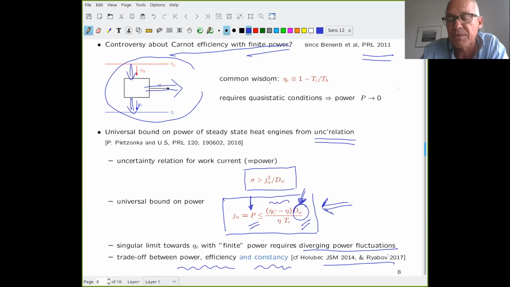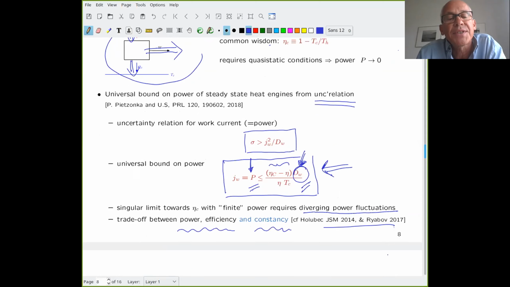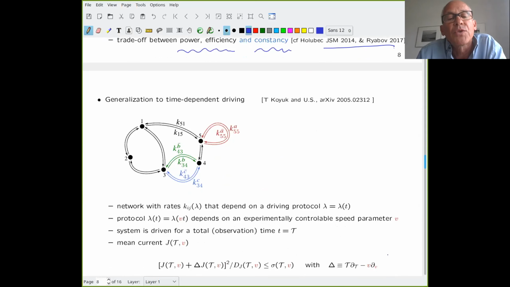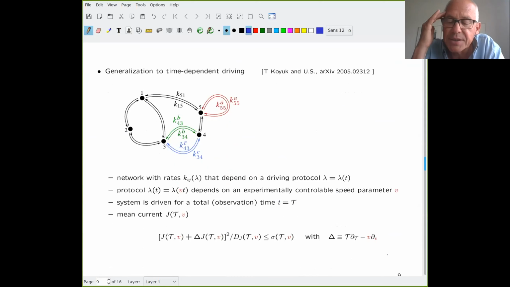And in the final part, I want to advertise very recent results where we were able to generalize this uncertainty relation to time-dependent driving, starting with arbitrary initial conditions. So this is a particular generalization, but I think it's what should be really called a generalization, because as you will see, it simplifies to the established relation if we specialize, for instance, to non-equilibrium steady state.